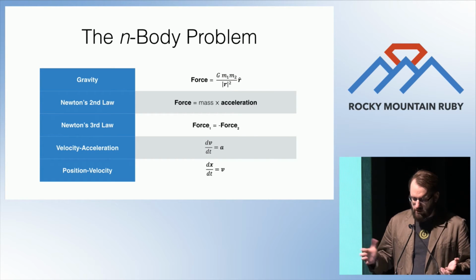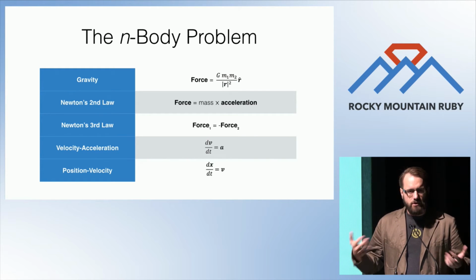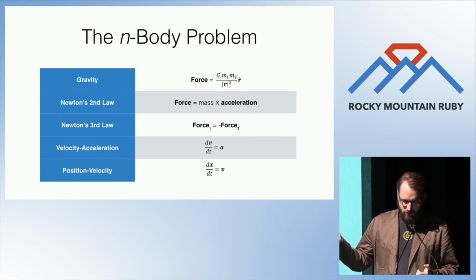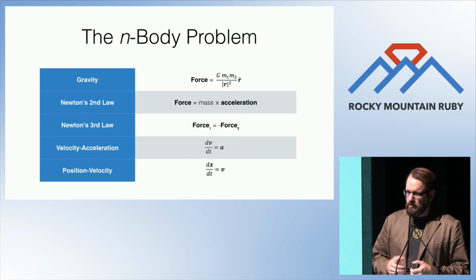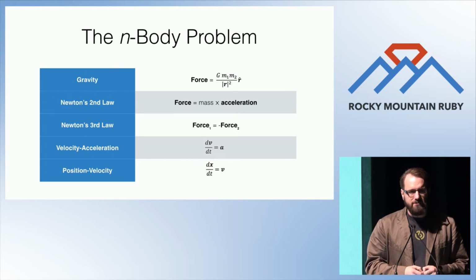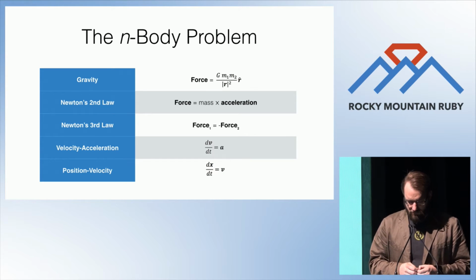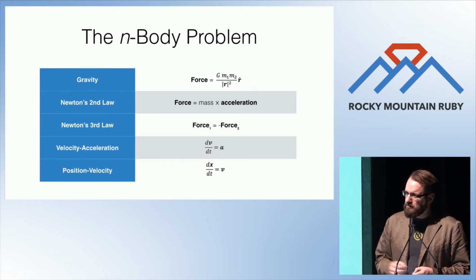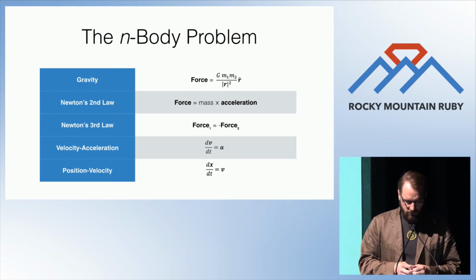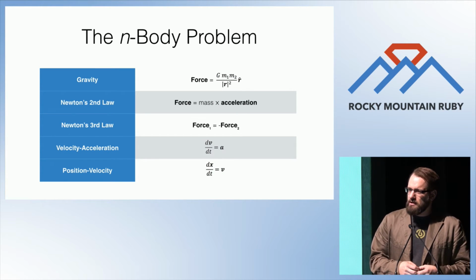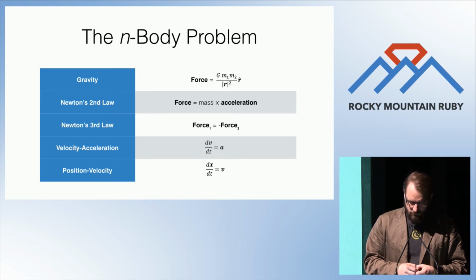So here are the 5 things that we're going to use in order to evaluate the n-body problem. We have the top, force of gravity. This is the normal thing that you may have learned in middle school or high school physics. We have the second law, which is force equals mass times acceleration. We have Newton's third law, which is for every force, there's an equal and opposite reaction.